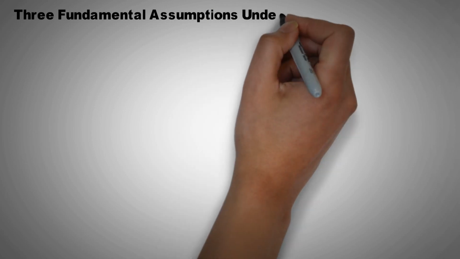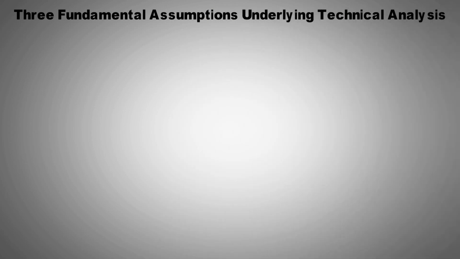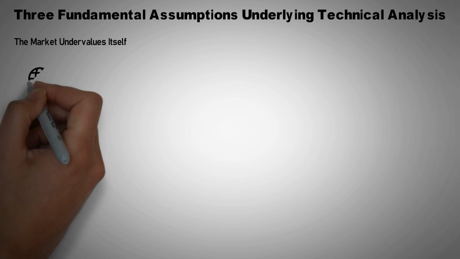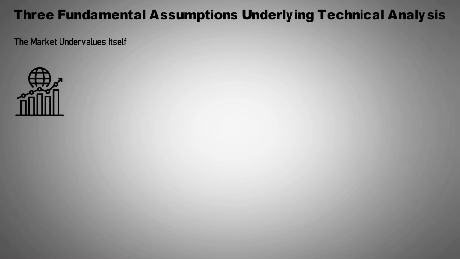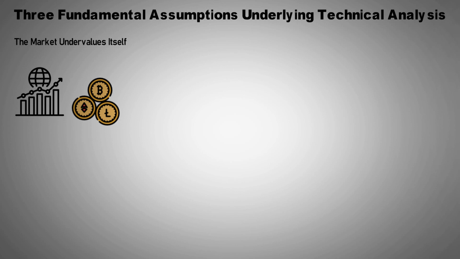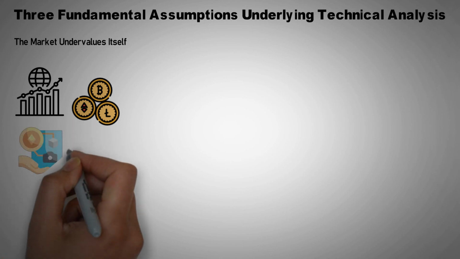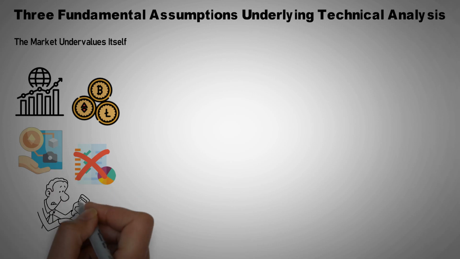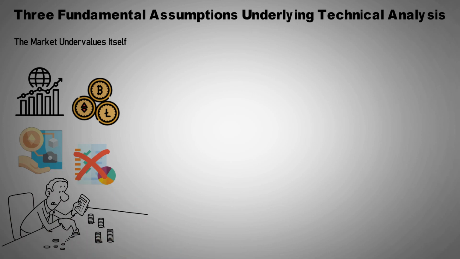Three fundamental assumptions underlying technical analysis. Three assumptions underpin technical analysis, which we shall discuss briefly. Number 1, the market discounts everything. According to this premise, everything in the market that might impact the price of a cryptocurrency is represented in its price. The price reveals all you need to know about a cryptocurrency asset. You don't have to study the basic elements that impact a crypto asset to calculate its price fluctuations.